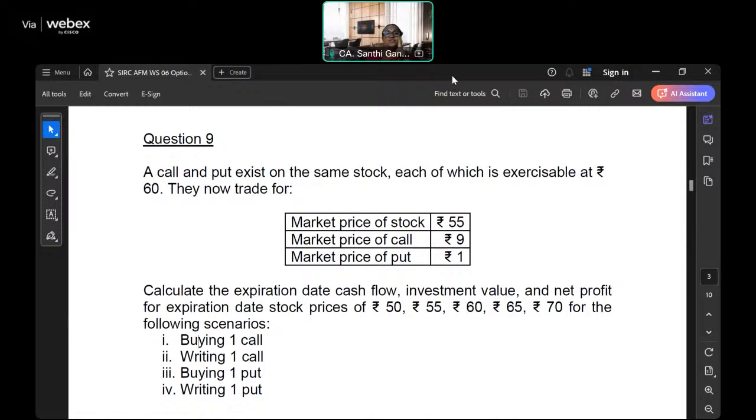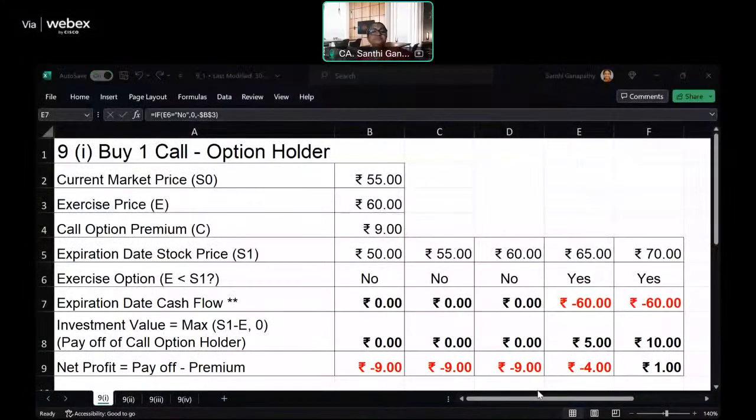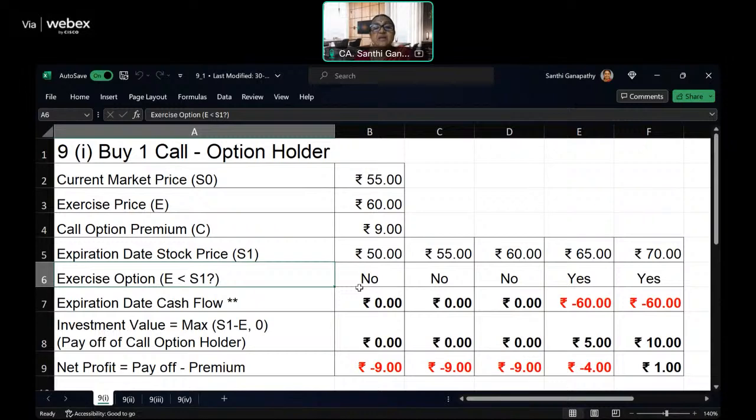First, from the point of view of the call option holder, what happens? First situation, buy one call, that is option holder. Current market price 55, exercise price 60, call option premium 9. Expiration date stock price, different scenarios are there: 50, 55, 60, 65, 70. Now it is a call option. When will you exercise? Only when E is less than S1. What is E? 60. 60 less than 50? No. 60 less than 55? No. 60 less than 60? No. 60 less than 65? Yes. So only when the stock price happens to be 65 or 70, you will exercise.